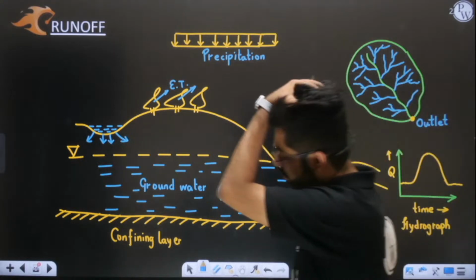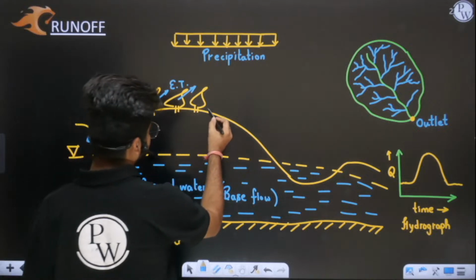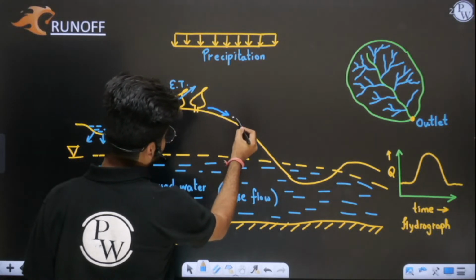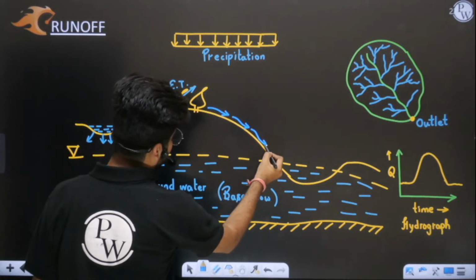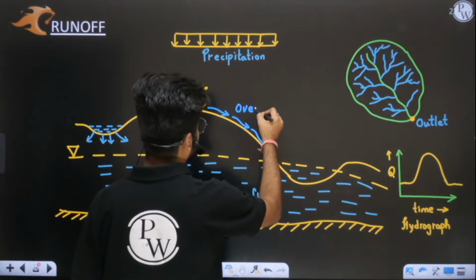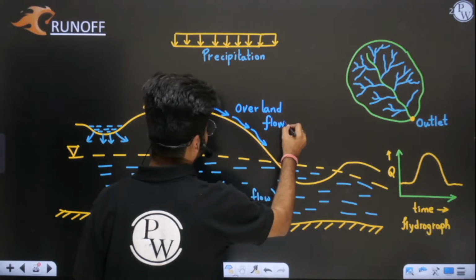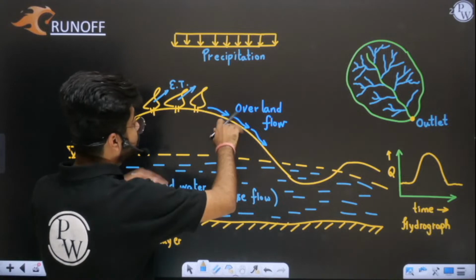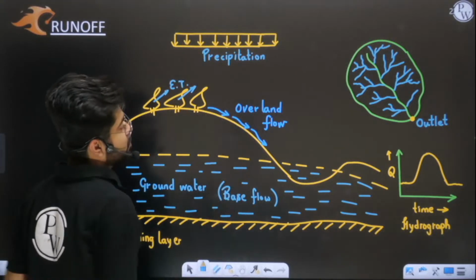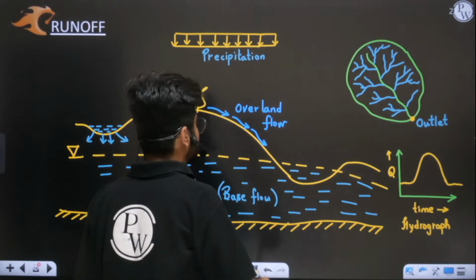Okay. So listen very carefully. What will happen? Some water will directly flow over the surface, known as overland flow. Overland flow. What is the meaning of overland flow? Overland flow is the flow which is taking place over the land. That's why I am calling it overland flow or surface flow. Or you can say surface runoff.